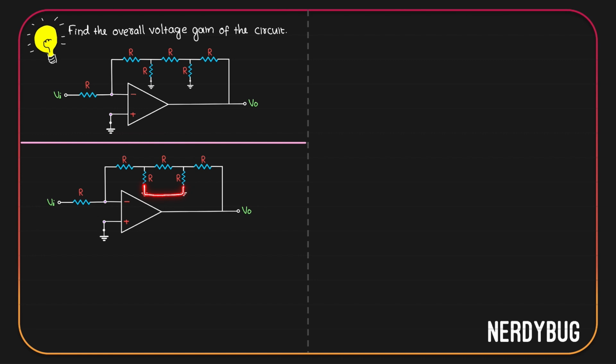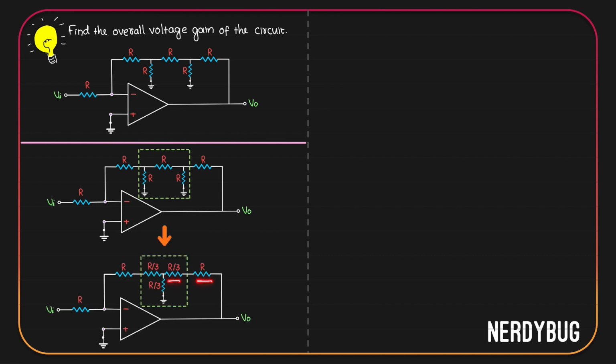What we have is a delta connection. Let us do delta to star conversion. Since all the resistors are equal, in the star connection, all resistors will be R by 3 each. The circuit will look like this. Now, R by 3 and R are in series. We can replace them with a single resistor of resistance R plus R by 3, or 4R by 3. Then the circuit will look like this.